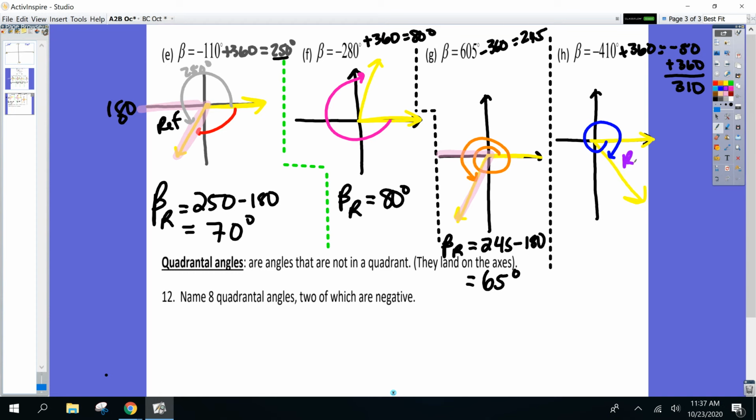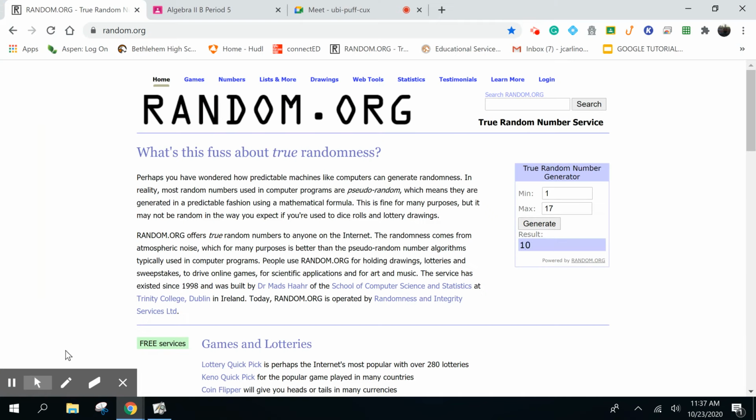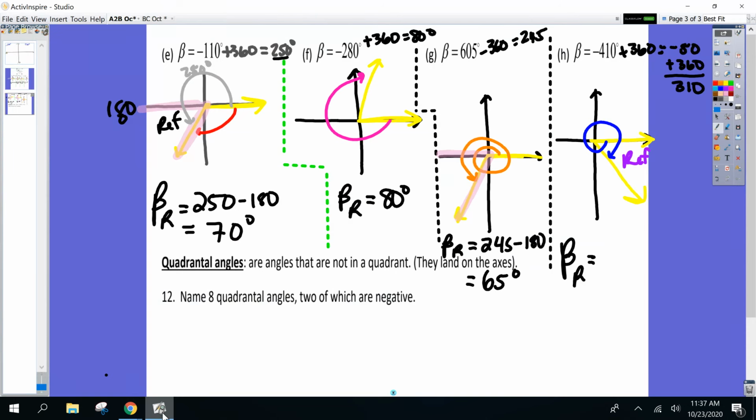All right, how about that reference angle? You know it's 310. What do you got now? Numbers you're going to move around here. Ella, what numbers do you want to use to find this reference angle?